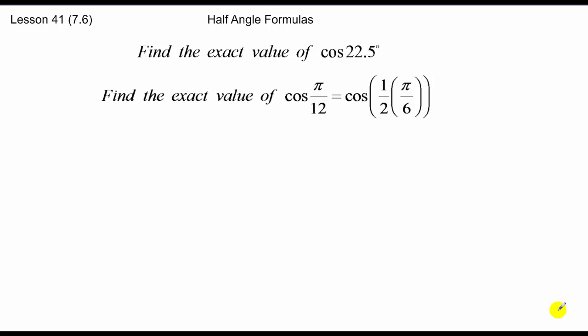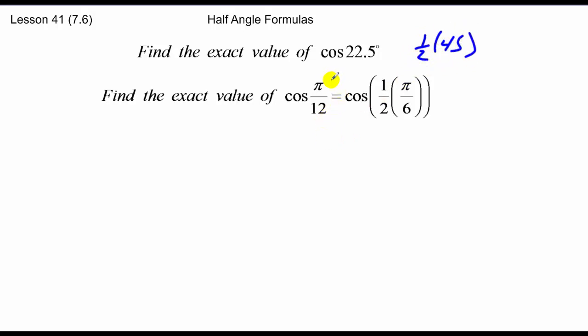So to this point, we've dealt with sum and difference formulas. We've dealt with double angle formulas. Today it's a half angle formula. And we use these to find exact values of non-unit circle values that can be expressed as half of a known unit circle value. For instance, the cosine of 22.5 is half of 45.